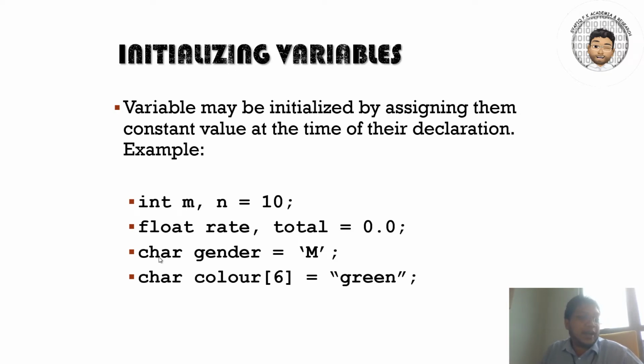And then you have char. Char is for character. Character means A, B, C, D, E, F, G. For example, gender: here gender equals male. This is character M. And then you have character color 6.